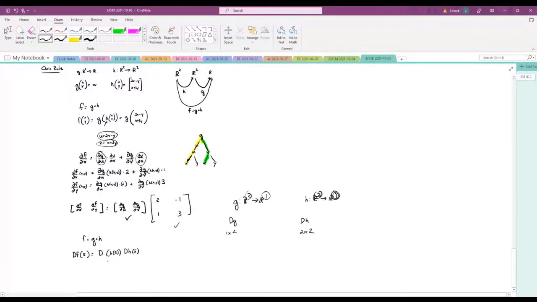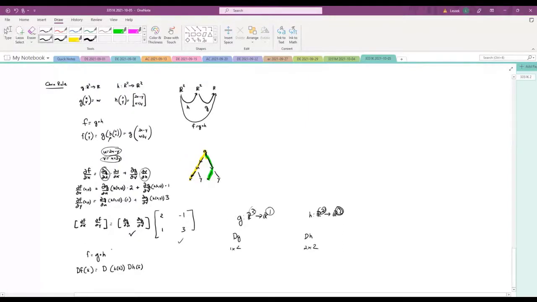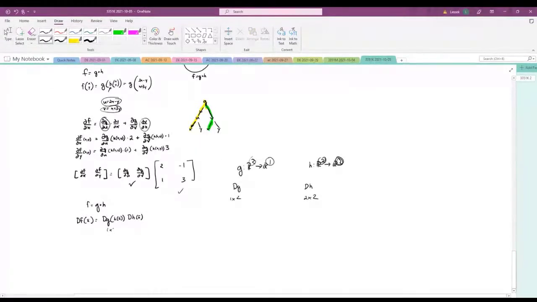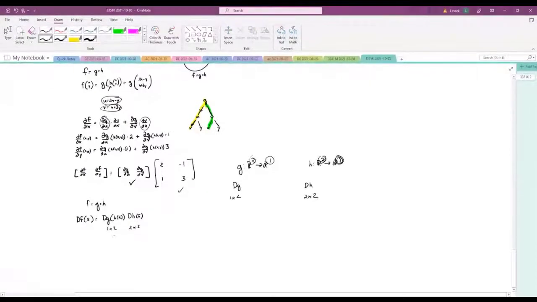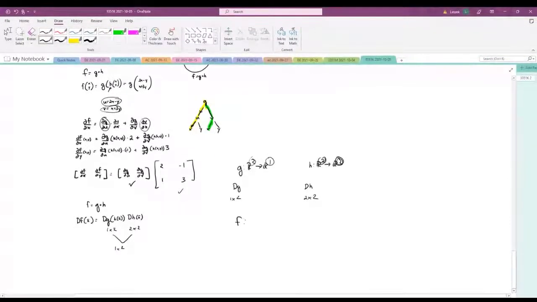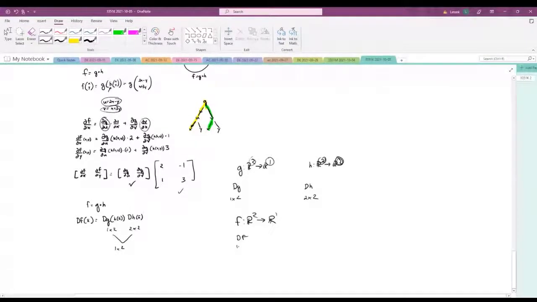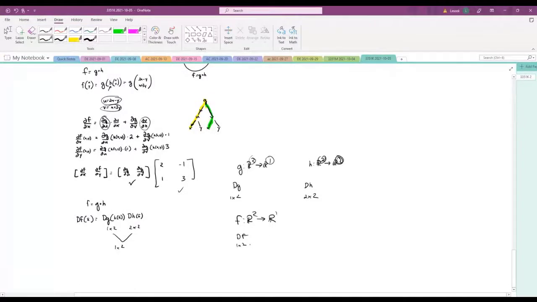So this derivative of g, I accidentally erased that, at h of x is a 1 by 2 matrix. This is a 2 by 2 matrix. So multiplying those together, you get a 1 by 2 matrix, and that should be exactly the size of the Jacobi matrix for f. It's a 1 by 2 matrix.